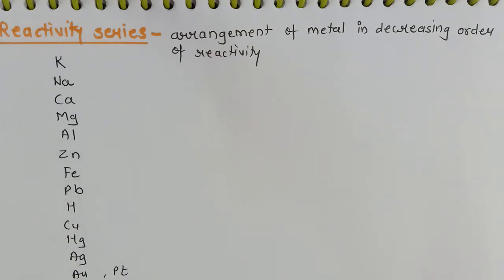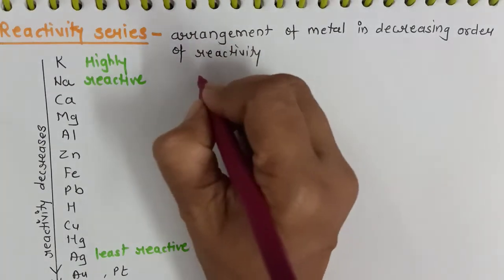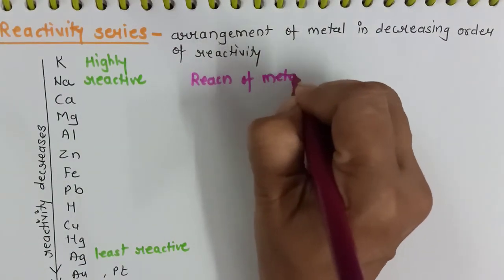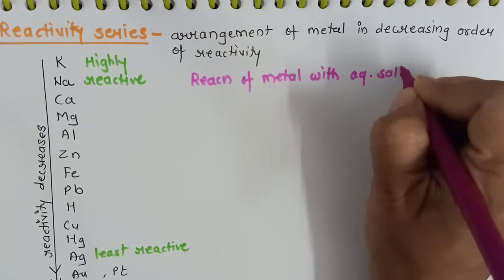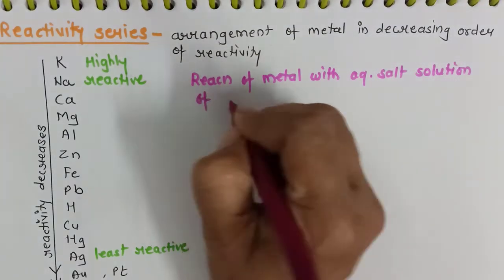This way you can remember the reactivity series. Within one second you will be able to learn. Just now I told you that all the metals placed below hydrogen in the reactivity series will not react with acid to produce hydrogen gas. Now, by using the reactivity series itself, I will explain the next chemical property, that is, the reaction of metals with aqueous salt solution of other metal.